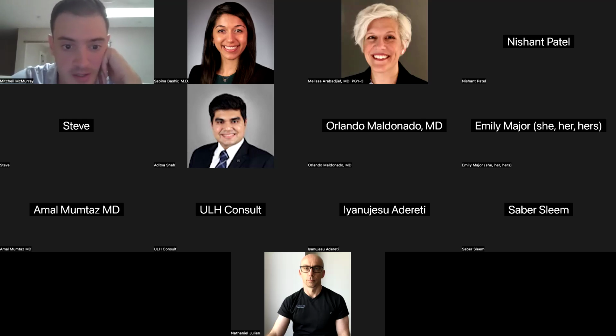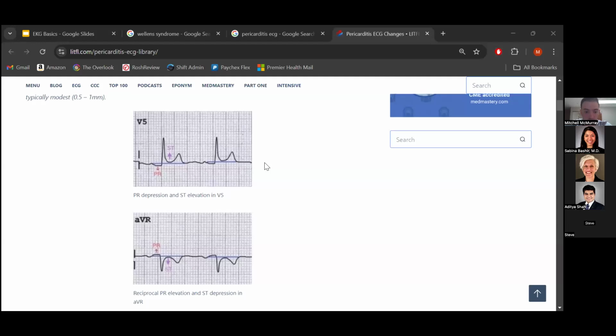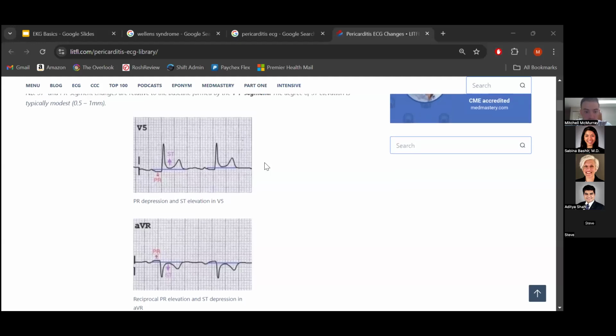I got a lot of these pictures from a website called Life in the Fast Lane. You guys have probably heard of it before, but it's super helpful. Let me share my screen again. So this is pericarditis.